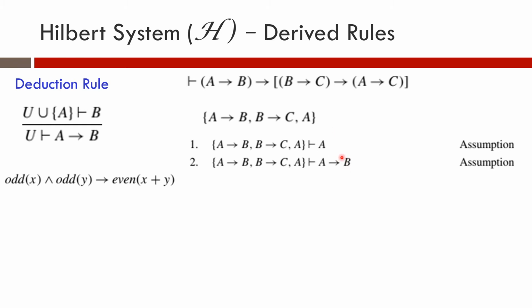Okay, now to this we can apply the rule of inference, modus ponens. We have A and A implies B. From these we can infer that B is provable. So in the next step, we apply modus ponens to 1 and 2, and we get that B is provable. If A is provable and A implies B is provable, we can infer that B is provable.